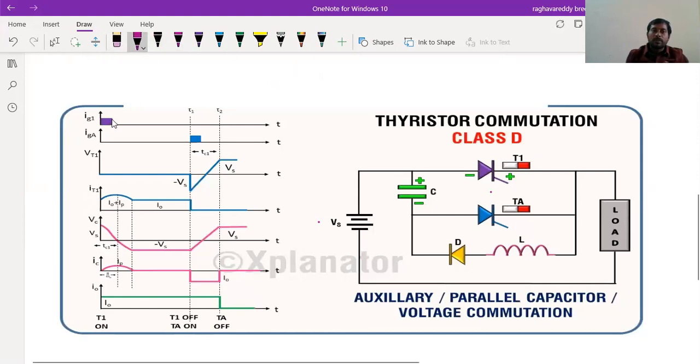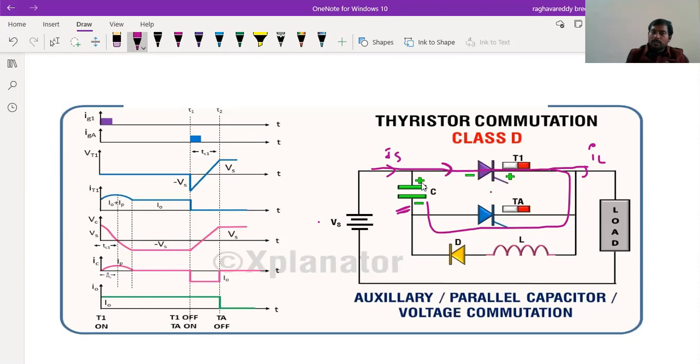So if a gate pulse is given to thyristor T1, it will conduct because the capacitor is initially charged, and this is the source current, and this is the load current IL. So if thyristor T1 is turned on, this is one path to flow the current, and another path is in this direction.